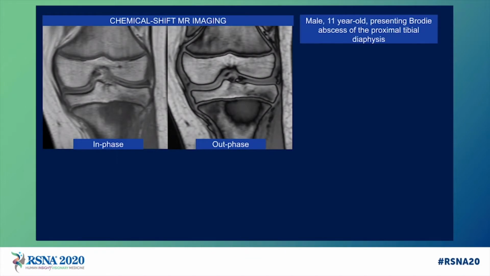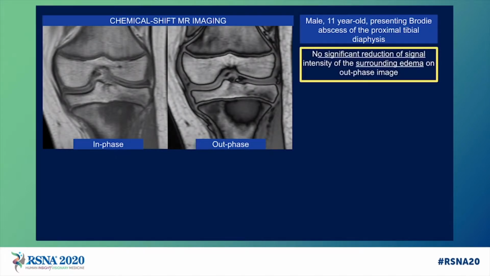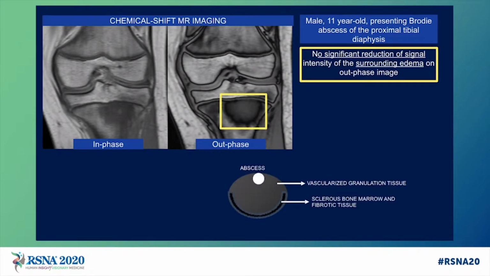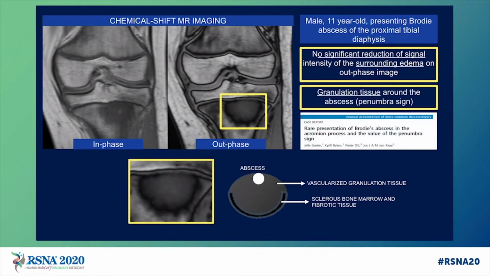We can also use chemical shift MRI for the evaluation of a bloody abscess. Let's see this case, male, 11 years old, with bloody abscess of the proximal tibial diaphysis. Here we have no significant reduction of signal intensity of the surrounding edema on out-of-phase imaging because of this granulation tissue around the abscess, that was also described in the literature as the penumbra sign.